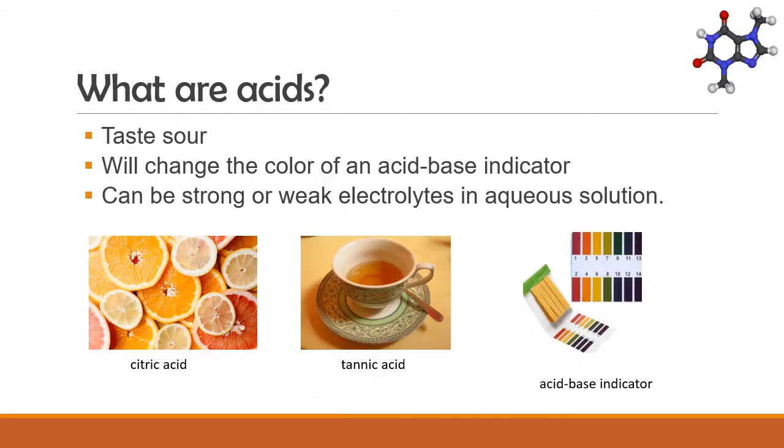Acids and bases have several unique physical properties. Acids taste sour, will change the color of an acid-base indicator, and can be strong or weak electrolytes in aqueous solution. Examples of acids are oranges, which contain citric acid, and tannic acid found in tea. We can use litmus paper to determine if a solution is an acid based on the specific change in color of the paper.